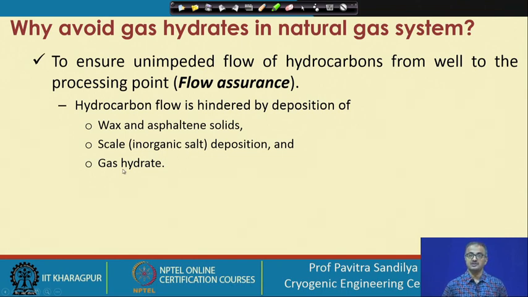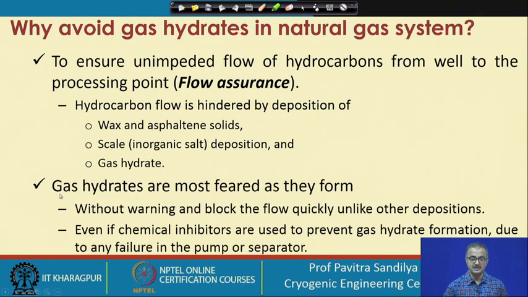All this causes flow inhibition of the natural gas or the petroleum, so they are unwanted in the system. Gas hydrates are most feared because they can form without any warning and then block the flow quickly, unlike the other depositions, because other depositions take time, but gas hydrates can form all of a sudden if the conditions with respect to pressure, temperature and other impurities are favorable.